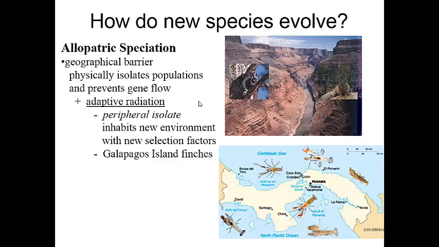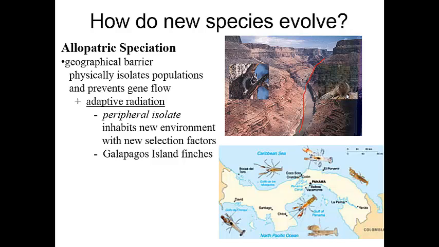There's two forms of speciation that can take place: allopatric speciation and sympatric speciation. Allopatric speciation is going to be when a physical barrier prevents two populations from being able to mate. Here we see a couple examples of allopatric speciation. The picture on the top here, we see the Grand Canyon. So the canyon is going to be the physical barrier that separates two populations of squirrels.